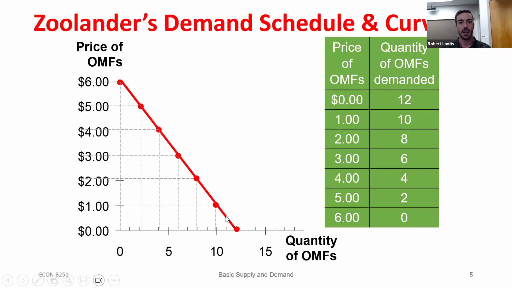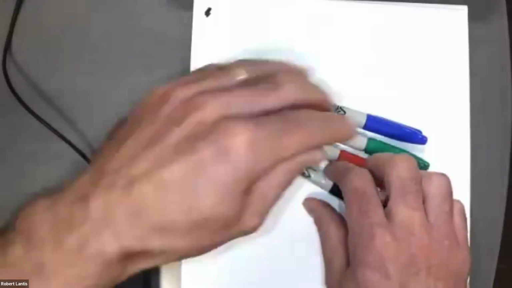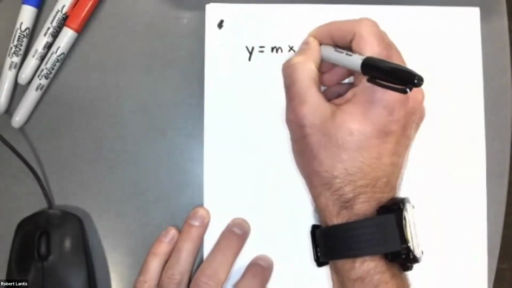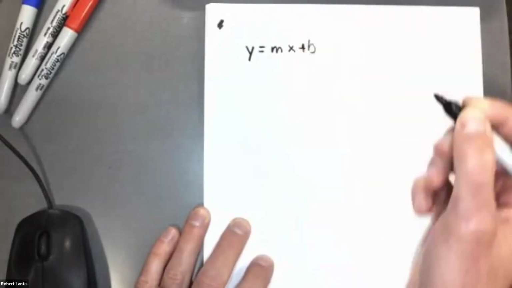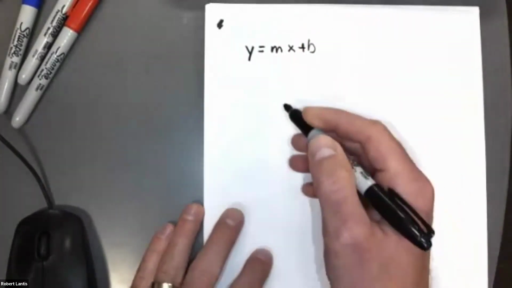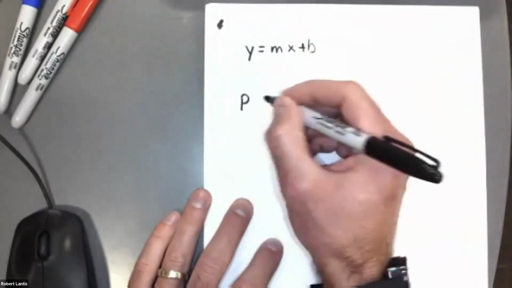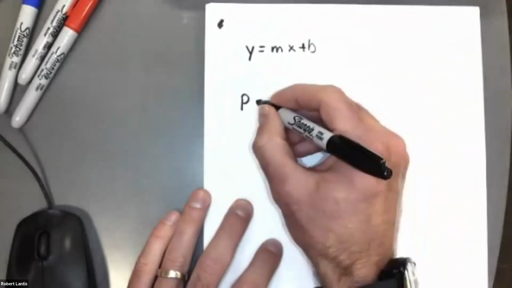I say the slope is negative. Any line that we have, we really could come up with an equation behind it, right? Anytime I've got a curve or a line on a graph, in general we have y is equal to mx plus b, right? Well, what is our y? We said we were going to put price on the y-axis.